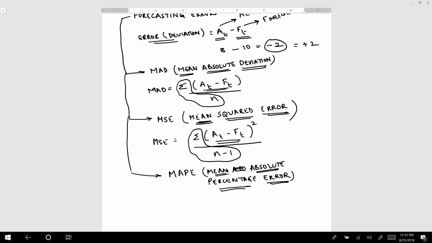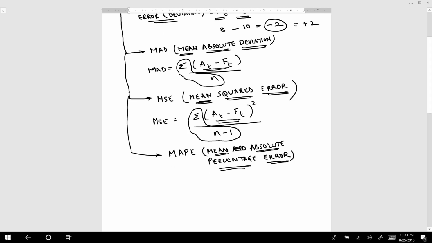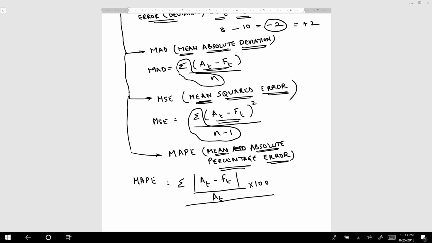So the formula for this would be MAPE is summation of absolute error, which is |A(t) minus F(t)|, divided by A(t), meaning you are comparing it with the actual value, and then you multiply with 100 to get the percentage, divided by n. So again you are taking the mean of the percentage errors. The formula looks complicated, but it's very easy to solve. We will try to solve a problem on this.